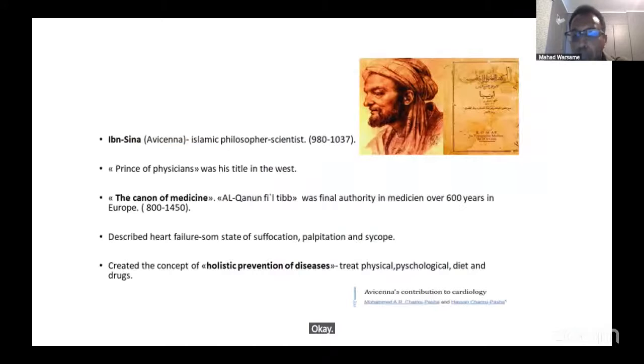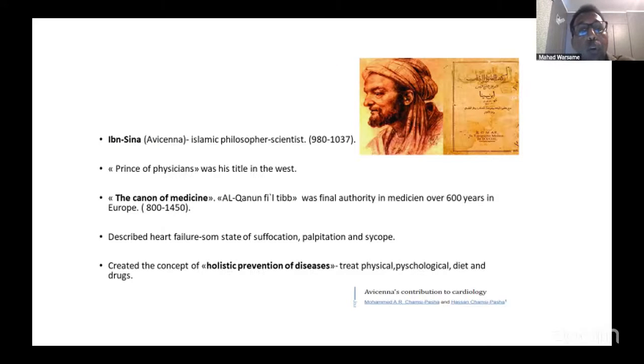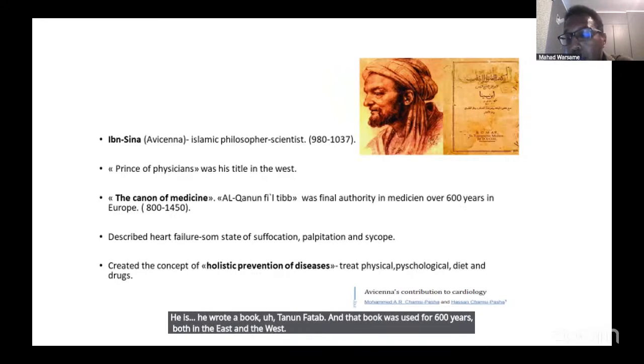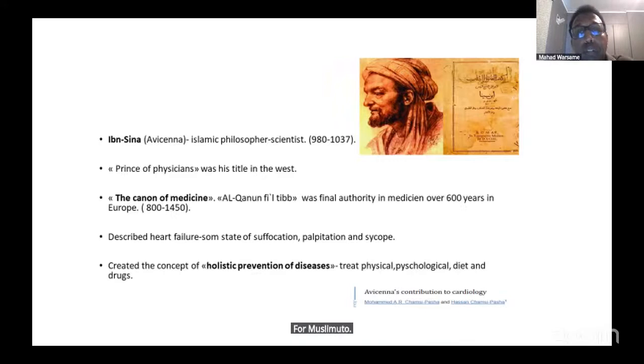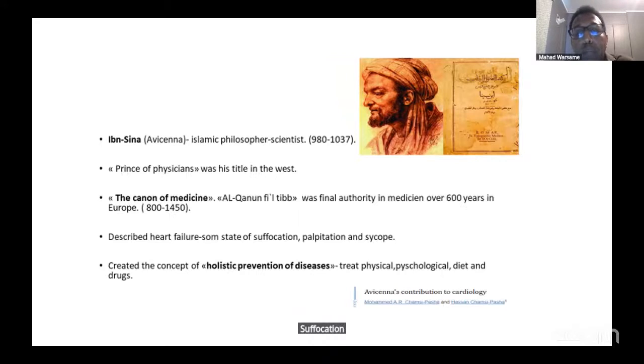Now, just to make it more interesting, the signs and symptoms of heart failure were described a long time ago, 1000 years ago, by Ibn Sina. He wrote a book, the Canon of Medicine, and that book was used for 600 years, both in the East and the West. Muslims are the pioneers of medicine. This information is not commonly known, but I want you to know that he described heart failure symptoms: suffocation, palpitation, syncope.